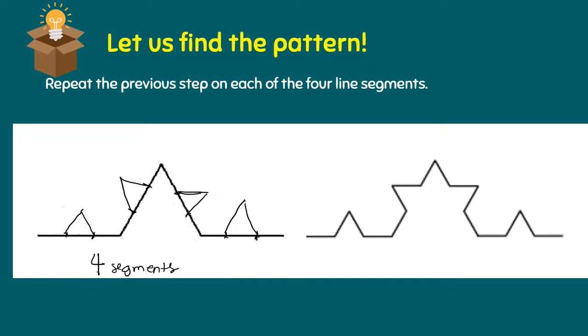So how many segments do we have now? We have 4 × 4 segments. Here you have 16 segments. Correct? Because this one segment became 1, 2, 3, and 4 segments. Okay, now what about the perimeter?